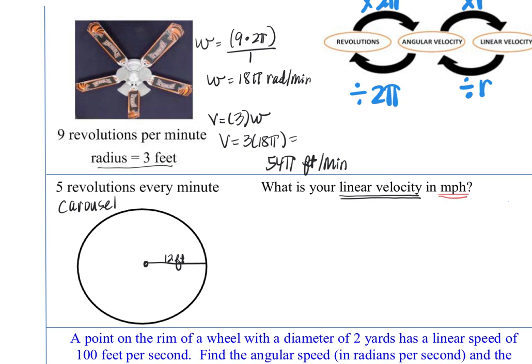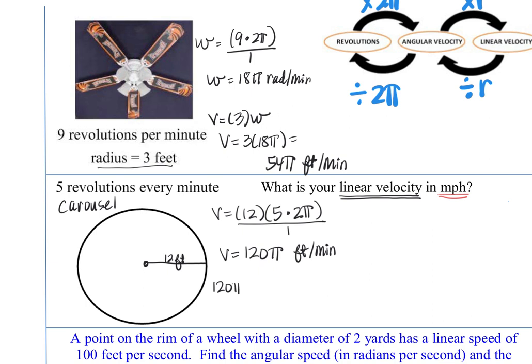Yeah, I know, right? Okay, so first of all, for the linear velocity, the radius is 12 feet, and then our angle would be 5 revolutions, so 5 trips around the circle, so 5 2 pi's every 1 minute, okay? So that would be 120 pi, and this would be feet per minute. So we have it, but we don't have it in the right form. They want miles per hour.